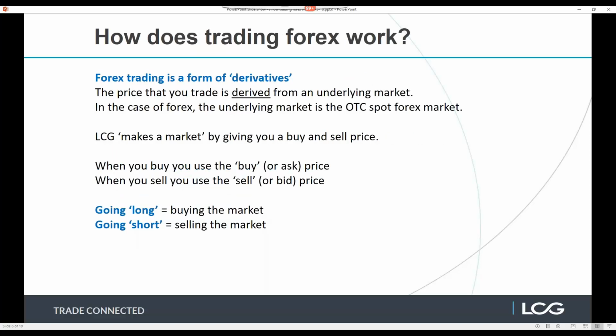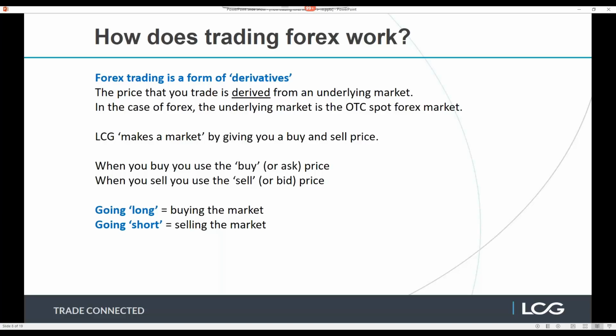So Forex trading is a form of derivative trading, which is a bit of a scary word, but actually it's very simple in this case. It's just that the price you're trading is derived from an underlying market. So you're not trading on an actual market, you're trading on the prices from a market. In the case of Forex, the underlying market is the OTC, or over-the-counter, spot Forex market. That's interesting just because it's not an exchange. So it's not like you're trading on the London Stock Exchange or the New York Stock Exchange.